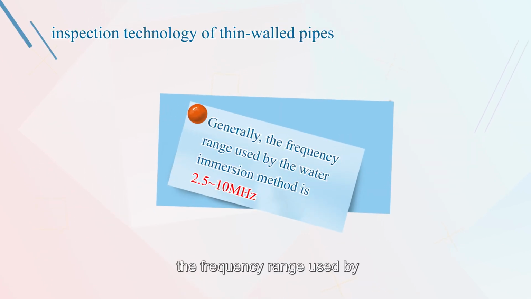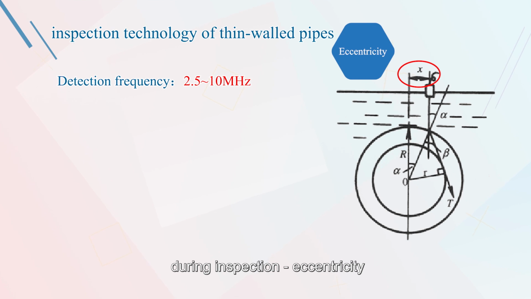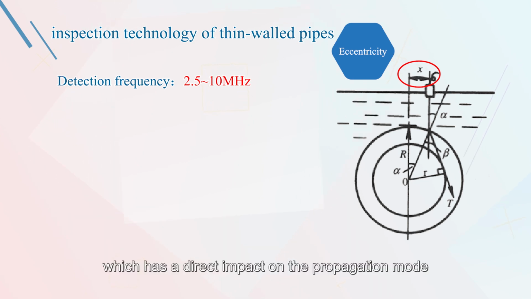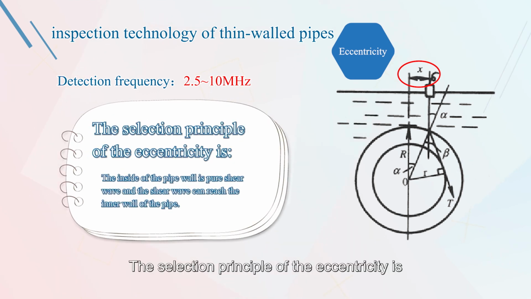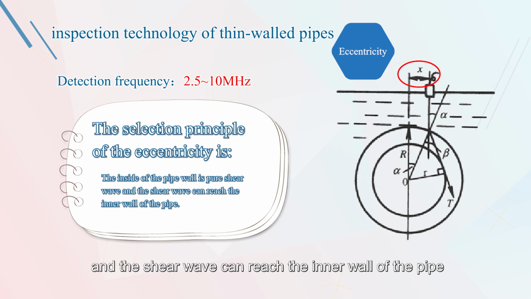Generally, the frequency range used by the water immersion method is 2.5 to 10 MHz. There is also an important parameter that needs to be considered during inspection: eccentricity. The eccentricity determines the incident angle of the sound beam, which has a direct impact on the propagation mode, energy distribution, and sensitivity of the sound beam in a pipe. The selection principle of the eccentricity is: the inside of the pipe wall is pure shear wave, and the shear wave can reach the inner wall of the pipe.